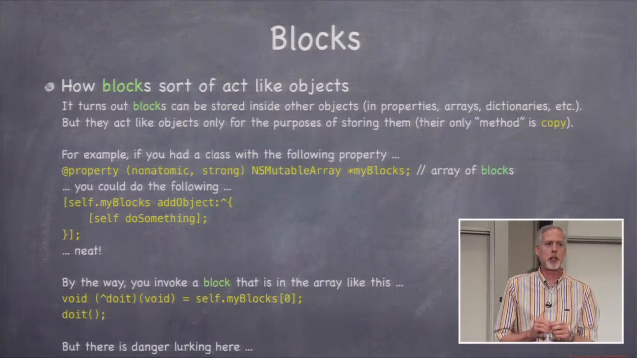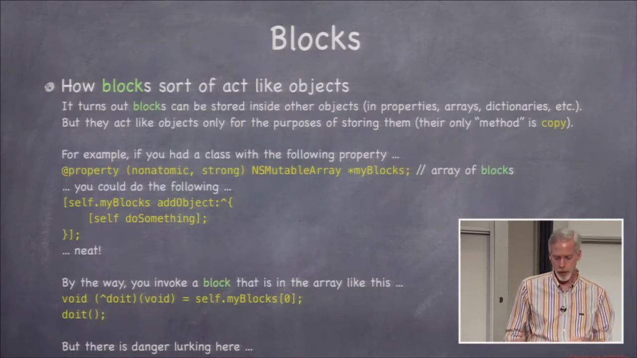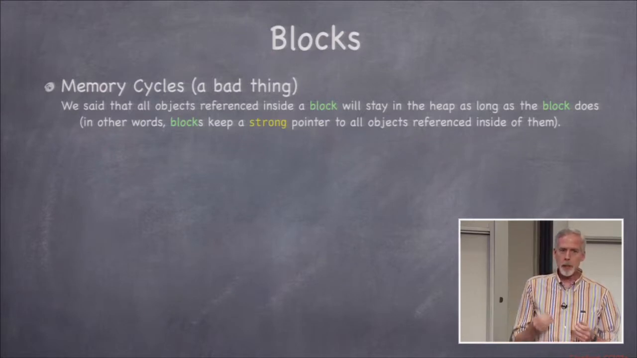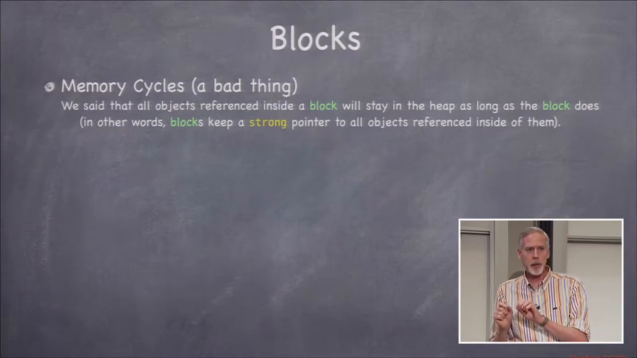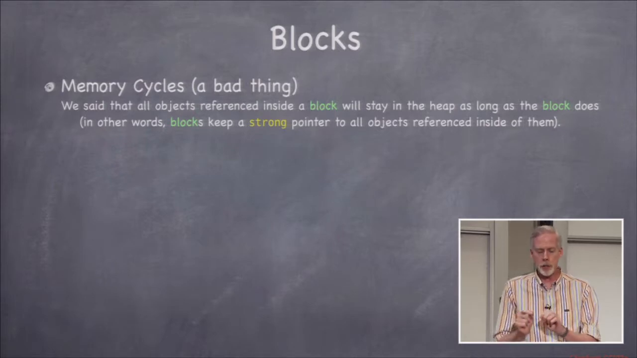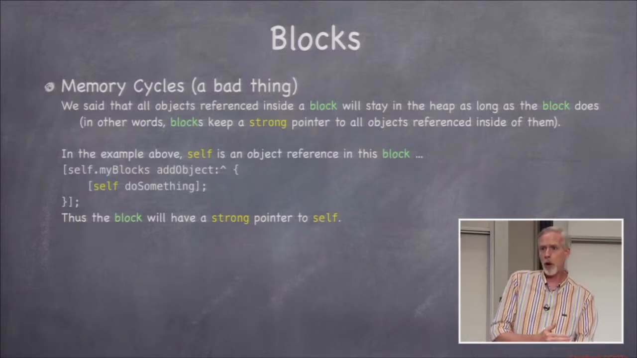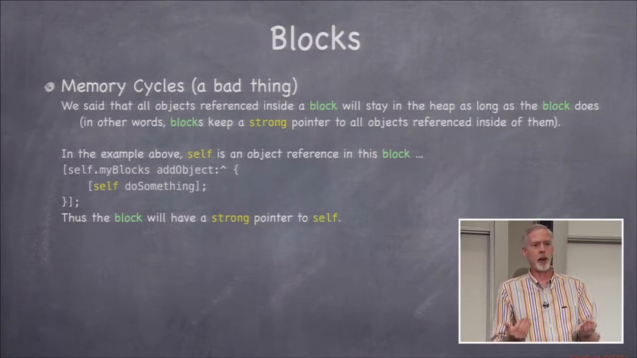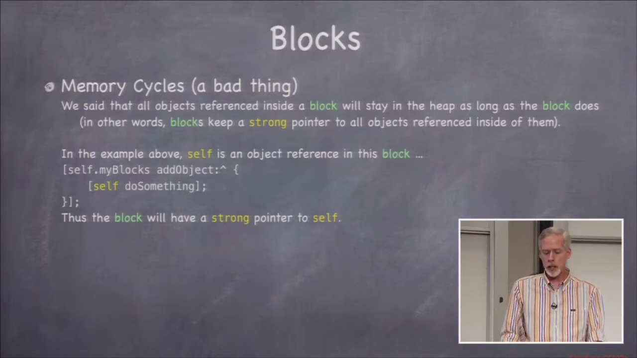But there's a real danger lurking here in this code above, this self do something thing. What is it? Well, it's called a memory cycle. How many people know what a memory cycle is? Okay, not very many, so I'll cover this. A memory cycle is caused because all the objects inside that block have a strong pointer to them as long as the block exists. For example, in this code, a strong pointer to self will be held by that block. You see why? Because the block, as long as it stays around in that array, needs to be able to call self do something, so it needs to always keep a strong pointer to self as long as the block exists.